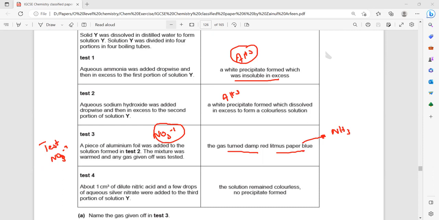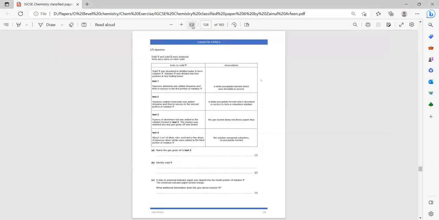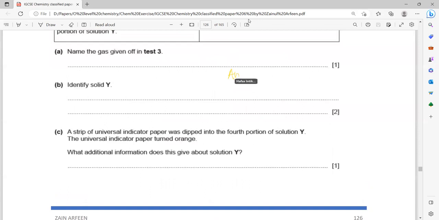And about 1 cm cube of nitric acid followed by silver nitrate. This is a test for the halides, to check the presence of chloride, bromide, iodide. Because it does not show any precipitate, it means no halide, or halide is absent. There's no halide present in this. Name the gas given off in test 3. So which gas is given off in test 3? That is ammonia.